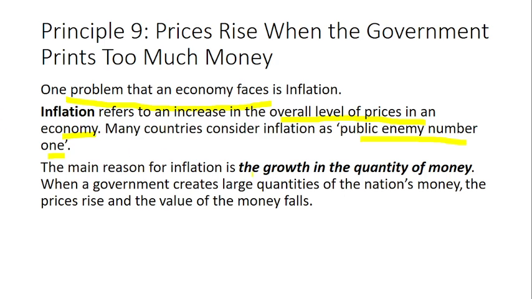The main reason for inflation is nothing but the growth in the quantity of money. So if there is more money supply in the economy, then prices will be increased. So there is a direct relation between money supply and prices. That is what principle number 9 explains. Prices rise when the government prints too much money.